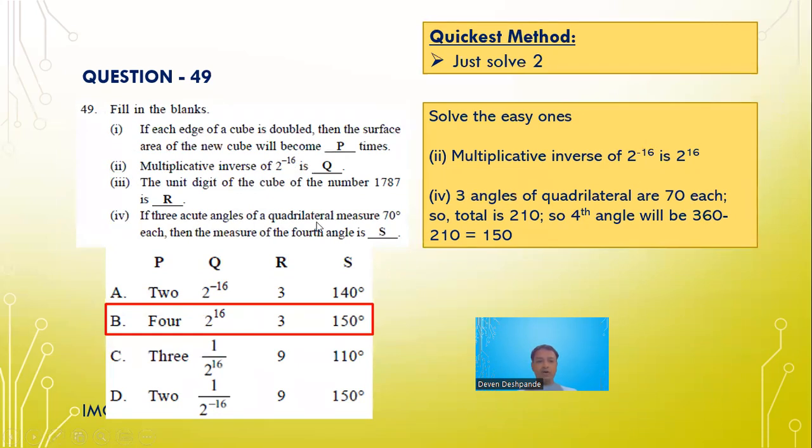3 angles of a quadrilateral measure 70 degrees each. So the total is 210. A quadrilateral is a polygon having 4 sides. So the total of 3 angles is 210. And in a quadrilateral, what is the total of all the angles? It is 360. So what is the fourth angle? The fourth angle is 360 minus 210, which is 150. So blank 2 is 2 raised to 16 and blank 4 is 150. Q is 2 raised to 16 and S is 150. Okay, so the correct option is B, option B.